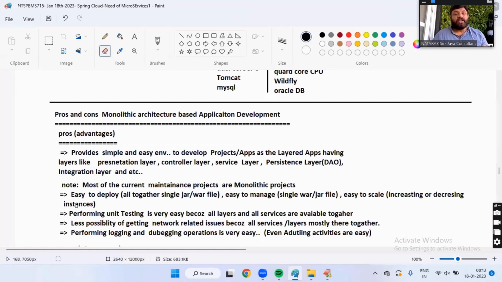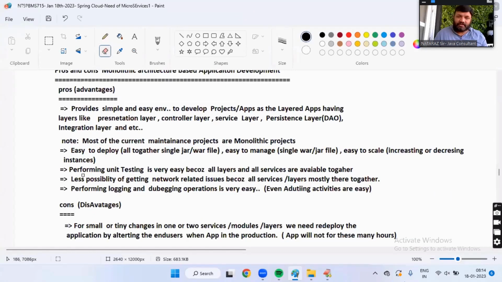Four or 5 years back, every project was monolithic. All maintenance projects are monolithic. But some companies are now changing monolithic architecture to microservice architecture. That means they are not changing the entire requirements. They're keeping everything as it is, but changing the architecture to microservices to take the advantages of microservice architecture.